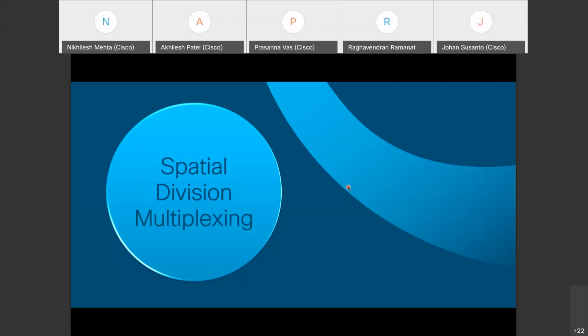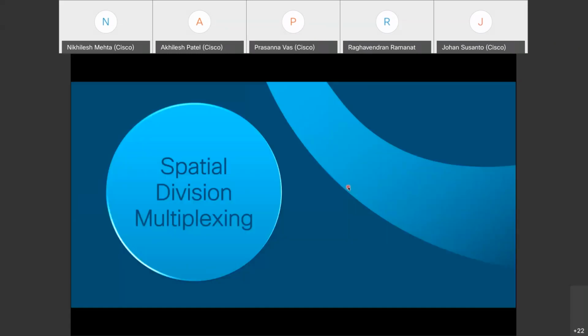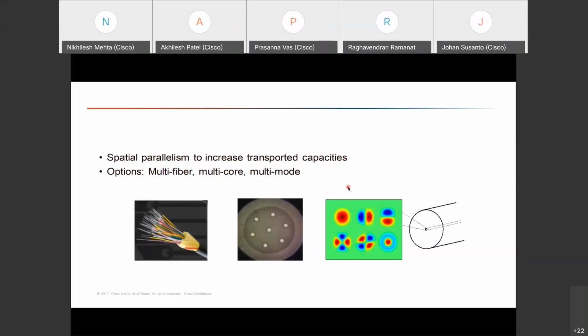Now, we talked about the higher modulation format. So till now we talked about TDM, WDM, polarization division multiplexing, higher modulation format, and this last one is about spatial division multiplexing. Whatever we discussed till now was controlled using the DSP in the system. But spatial division multiplexing is more like a physical phenomenon.